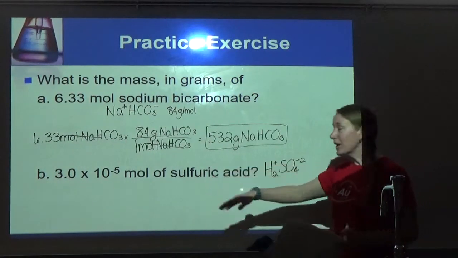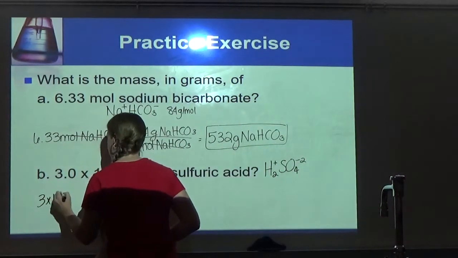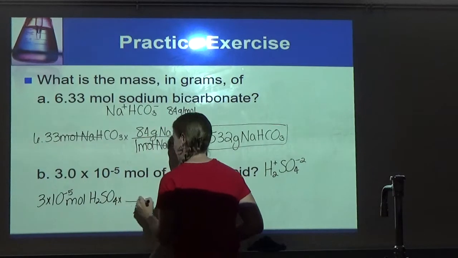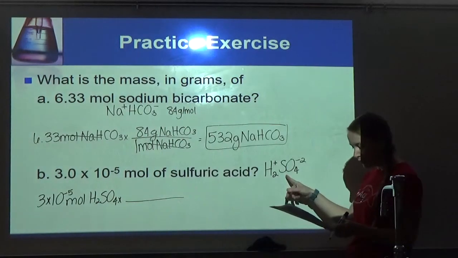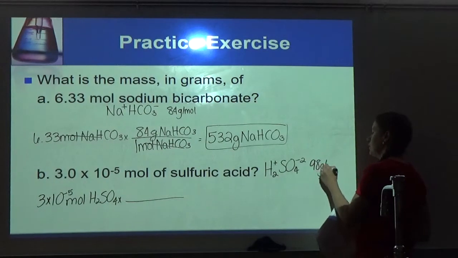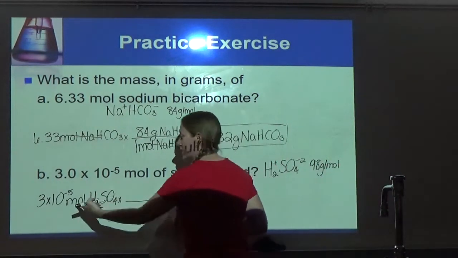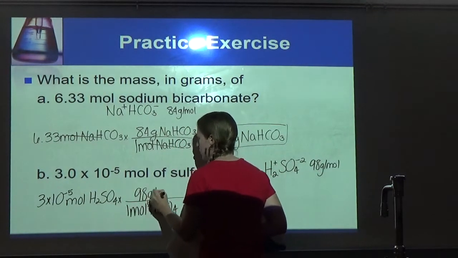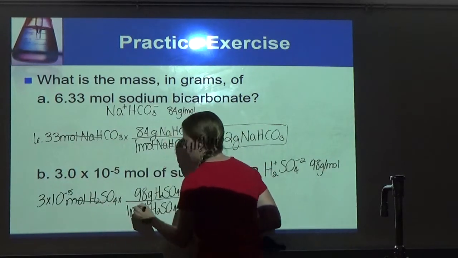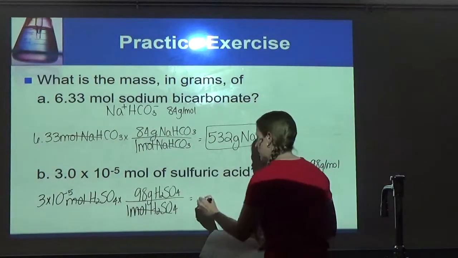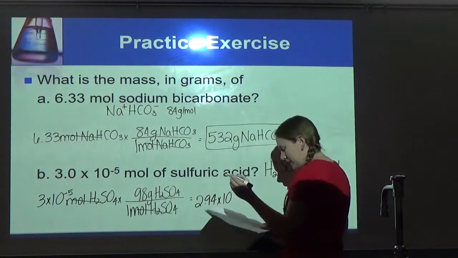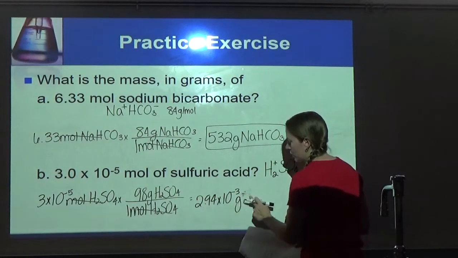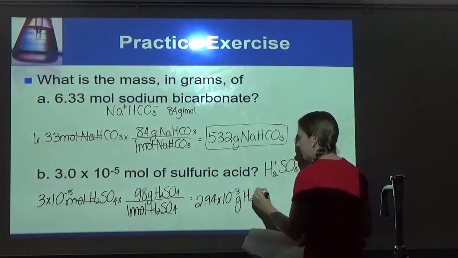I'm going to start with what I know, and that's 3 times 10 to the negative 5 moles of sulfuric acid. We are trying to get to grams. When I add up my molar mass for sulfuric acid, I get 98 grams per mole. I have mole on top, so I put my 1 mole of sulfuric acid on bottom and my 98 grams of sulfuric acid on top. My moles cancel, and once I multiply my two numbers, I get 2.94 times 10 to the negative 3 grams of, whoops, I almost put sodium hydrogen carbonate, sulfuric acid.